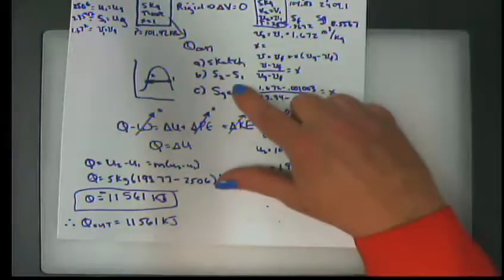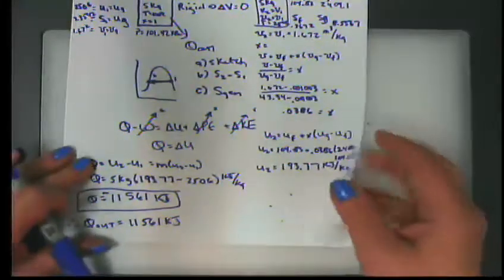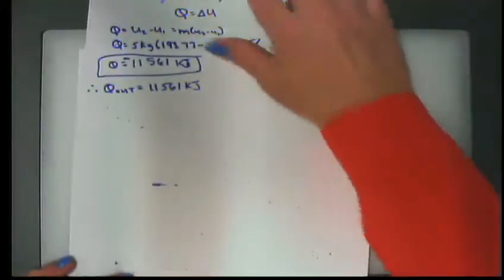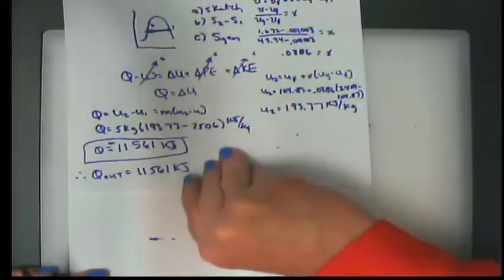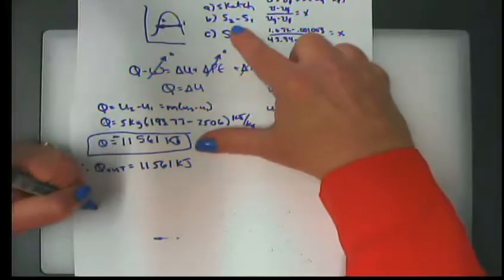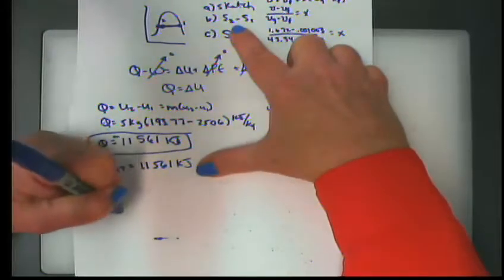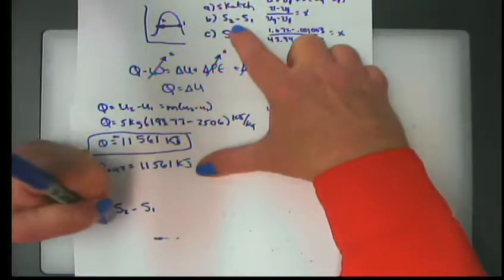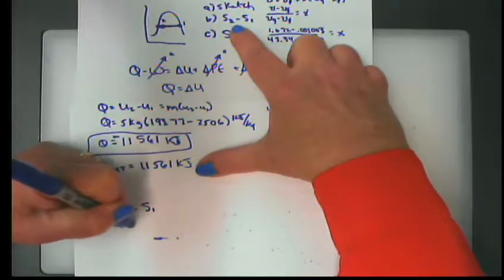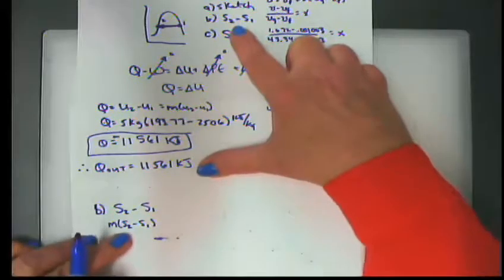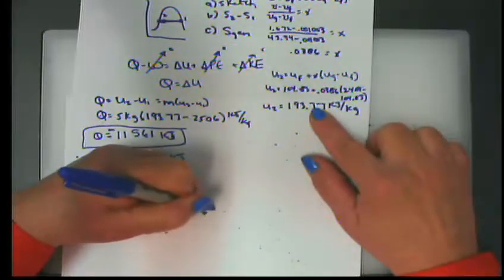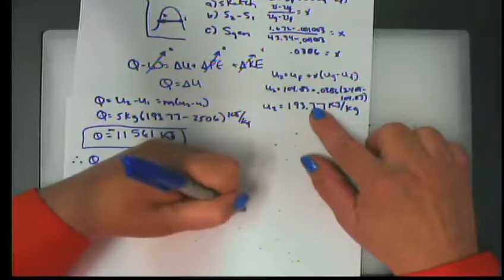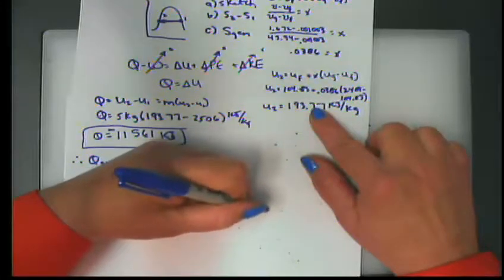All right. The next thing I want to know is going to come in handy for part 3. We don't really need it for part 2, but we'll work on part B next. B says, what is the change in entropy, S2 minus S1? That's going to be equal to mass times little s2 minus little s1. S2, because it's a state property, I find exactly the same way. S2 is going to be S sub F plus X times the quantity S sub G minus S sub F.